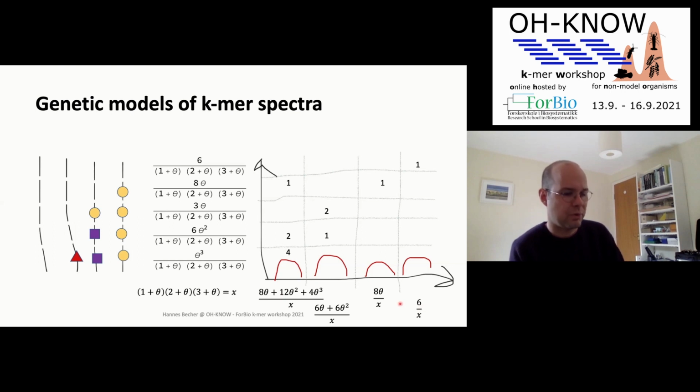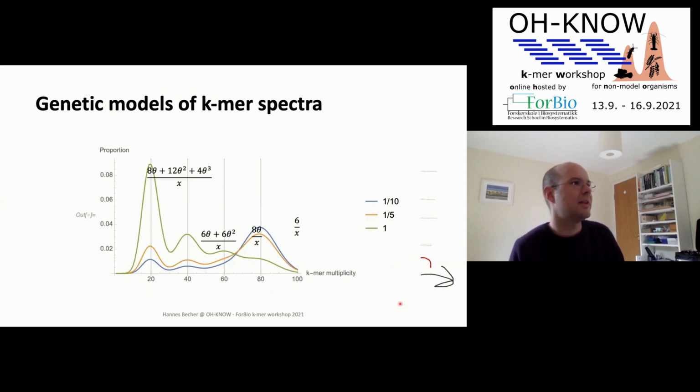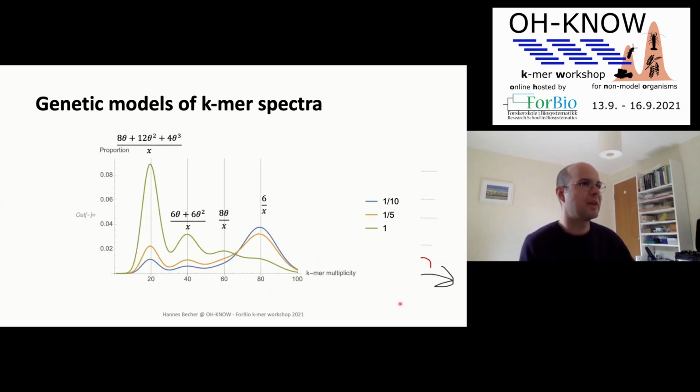But you can just put in some dummy data, and then you get your K-mer spectra. So different values of theta, 1, 1/5, and 1/10. You see if theta is low, then the 1x peak or the 1n peak is low, and the 4n peak is higher. If theta is high, you get many heterozygous K-mers. Then this peak here is very high, and the 4n peak is lower.